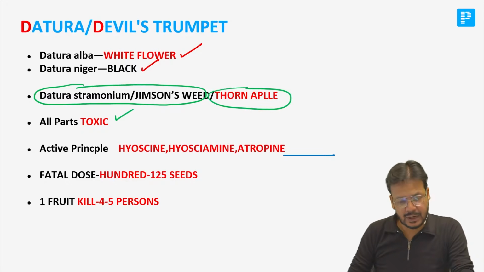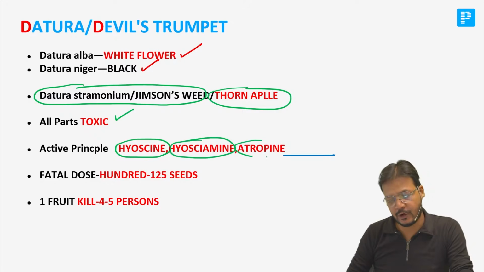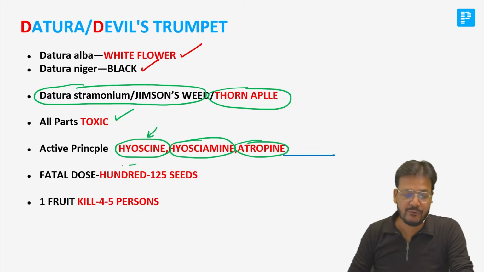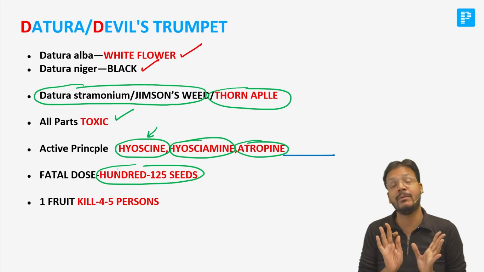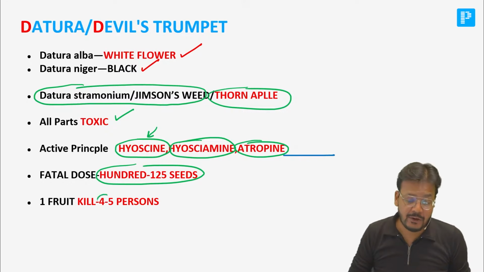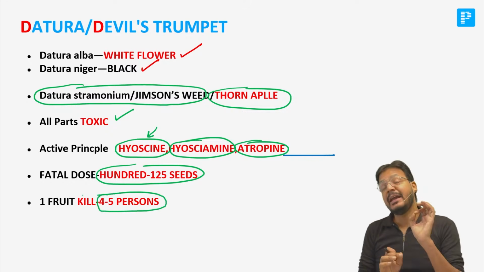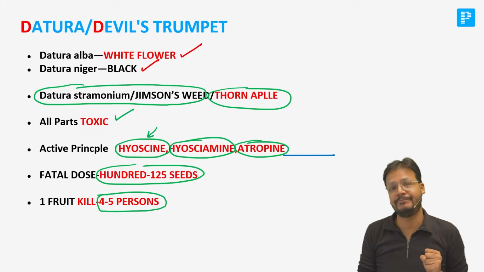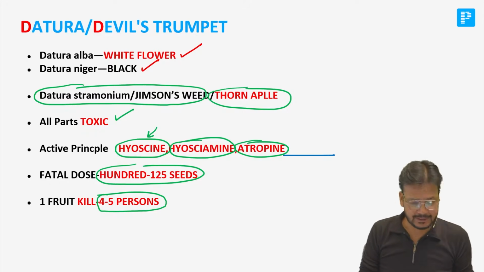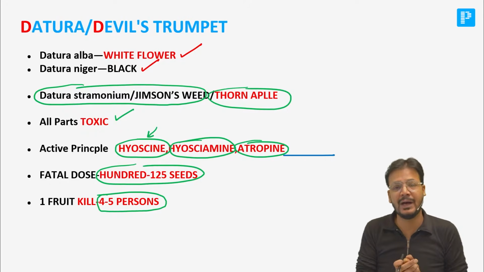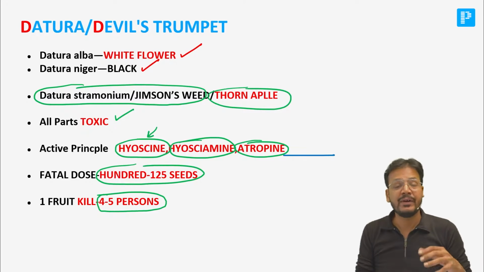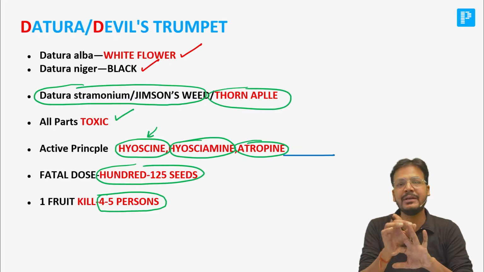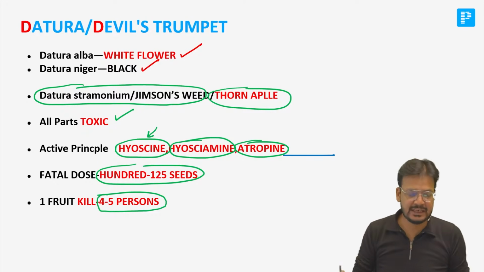All parts of the Datura are toxic. The active principles are hyoscine and atropine. You can see hyoscine is the most common. Fatal dose is 100 to 125 seeds, and one fruit of datura. भाई साहब, एक फ्रूट धतूरा में इतने सीड होते हैं कि that can kill 4 to 5 persons. That's a very important question on Datura. 100 to 125 seeds are the fatal dose. So you can remember H for hyoscine, H for 100 to 125 seeds are fatal dose.